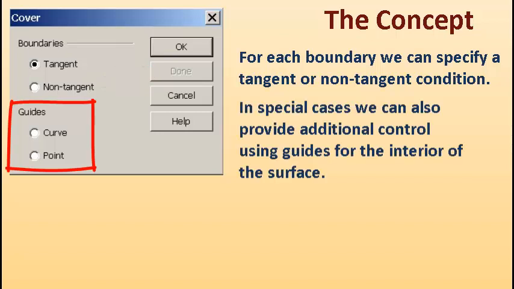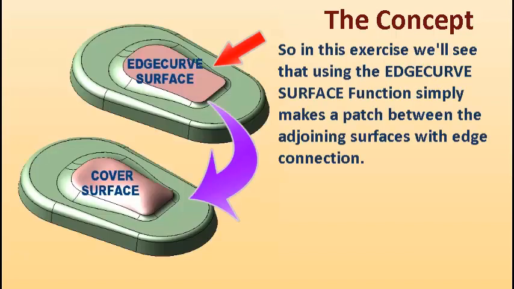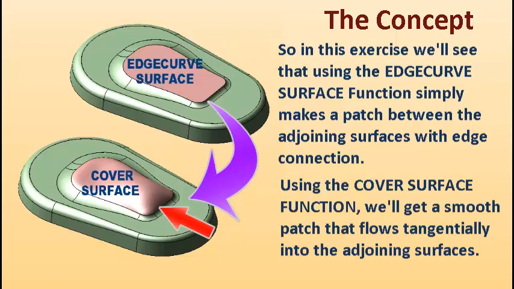In special cases, we can also provide additional control using guides. We can also adjust the fullness of the surface prior to final acceptance. So in this exercise, we'll see that using the edge curve surface simply makes a patch between adjoining surfaces with edge connection. Using the cover surface, we get a smooth patch that flows tangentially into the adjoining surfaces.